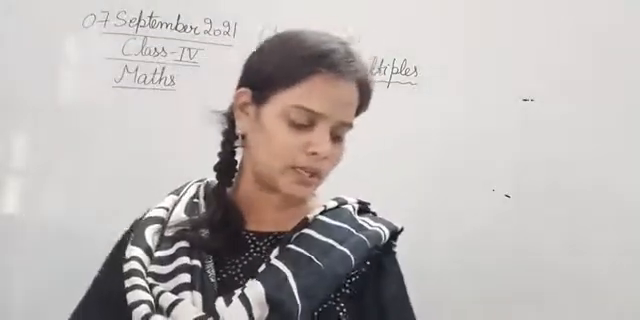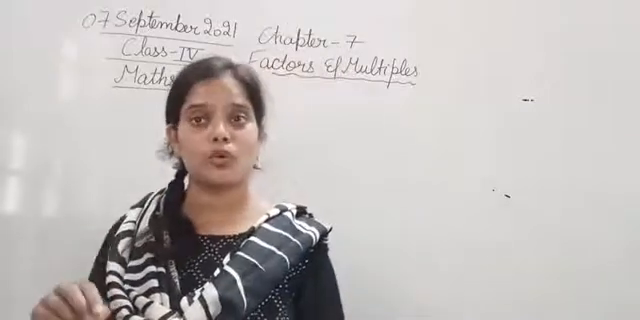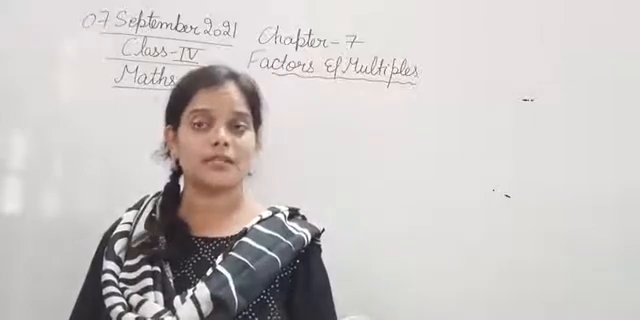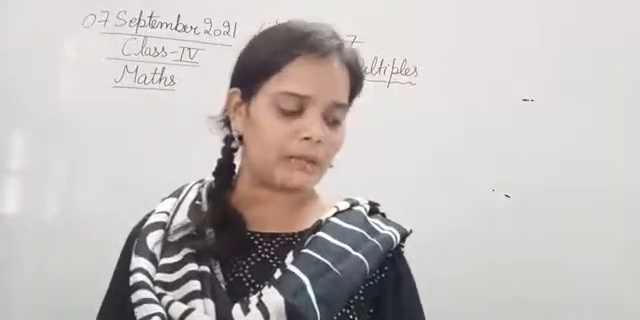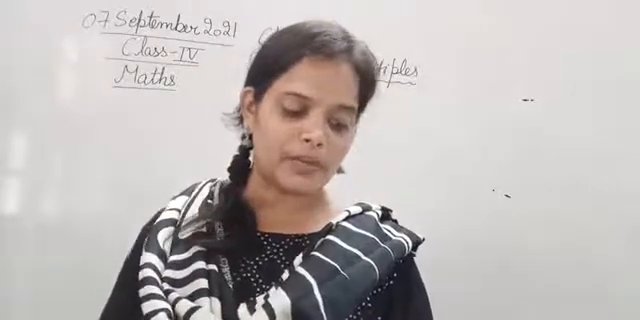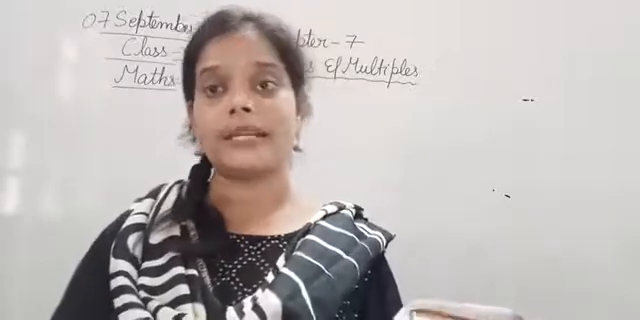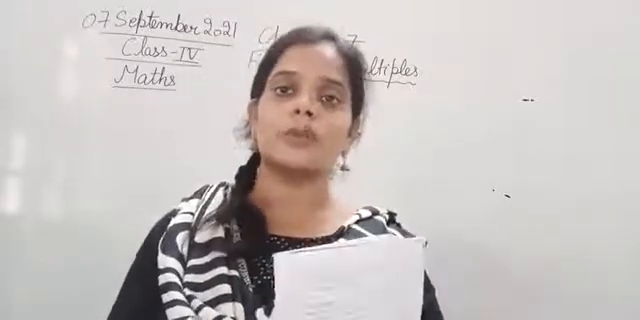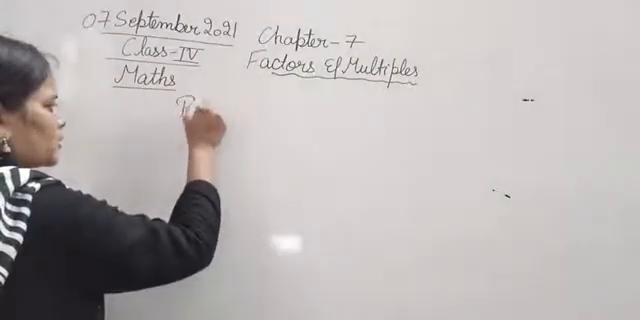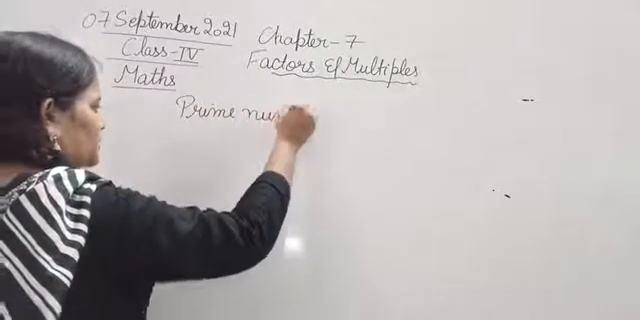So the next topic that we will start is, first of all, I'll just give you some terms that you need to know before starting with the next topic. So first is prime numbers. What are prime numbers? A number that is greater than 1 is a prime number if it has only two factors, that is 1 and the number itself.